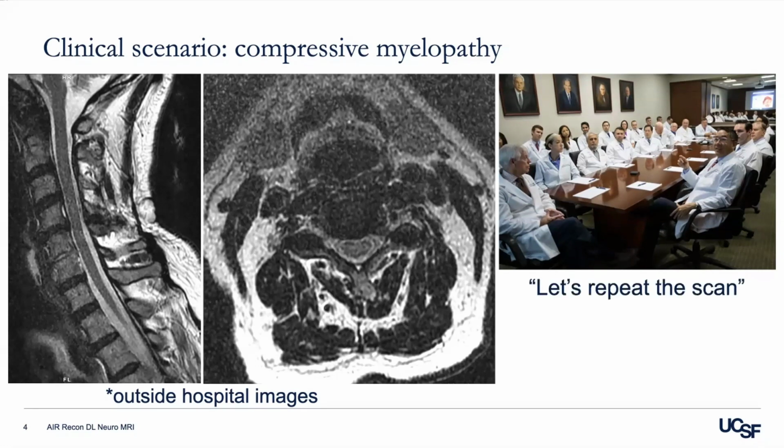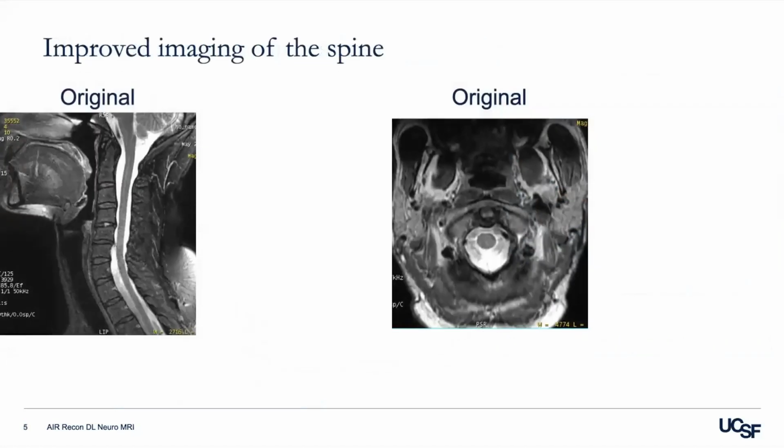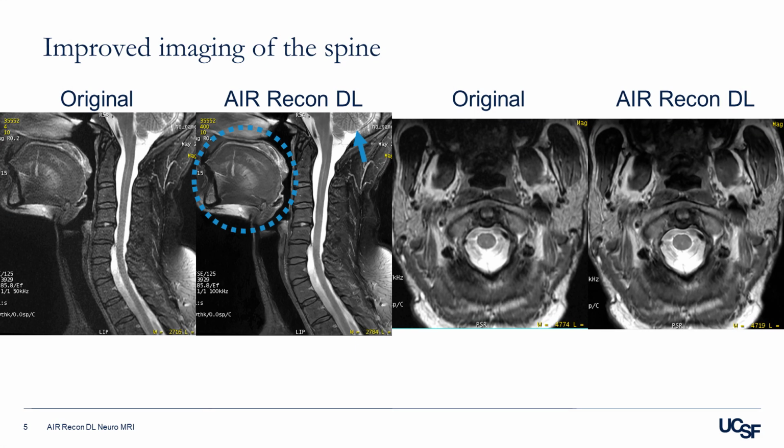But the consensus is that we can't really see what we want to see. Let's repeat the scan. And the reality is that the repeat scan is not much better for a variety of different reasons. So, this is, as far as I'm concerned, a fantastic application for this technology, and I'll show you why. So here are two representative images, sagittal and axial T2 weighted images through the cervical spine that are, as you can see, fairly good quality, definitely better quality than the case example I just showed you.